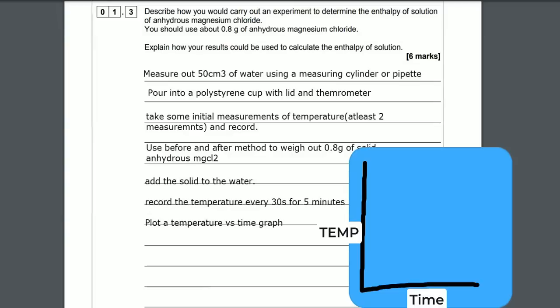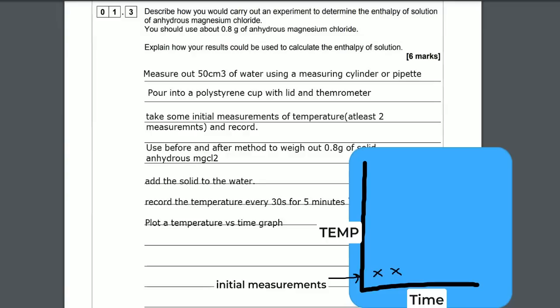Now record, because if it's not quite 0.8, we need to adjust that for our calculations of moles later on. So add the solid now to the water, record the temperature every 30 seconds for 5 minutes. The temperature is going to go up as energy is released. Plot a temperature versus time graph with your results and look for a clear trend. So you should see a clear trend on the graph.